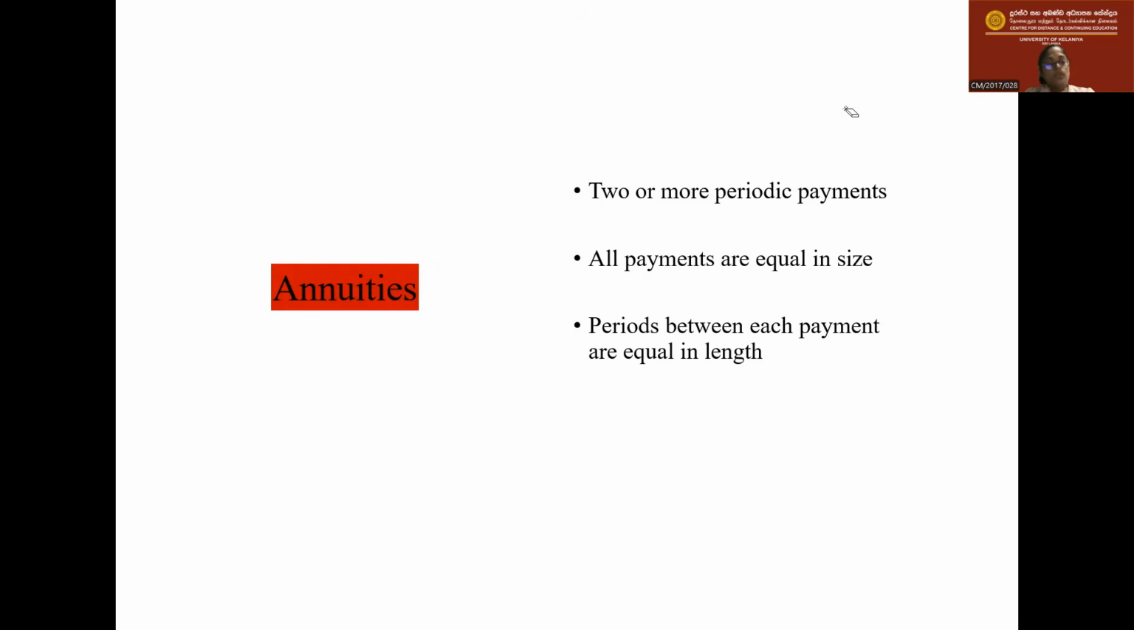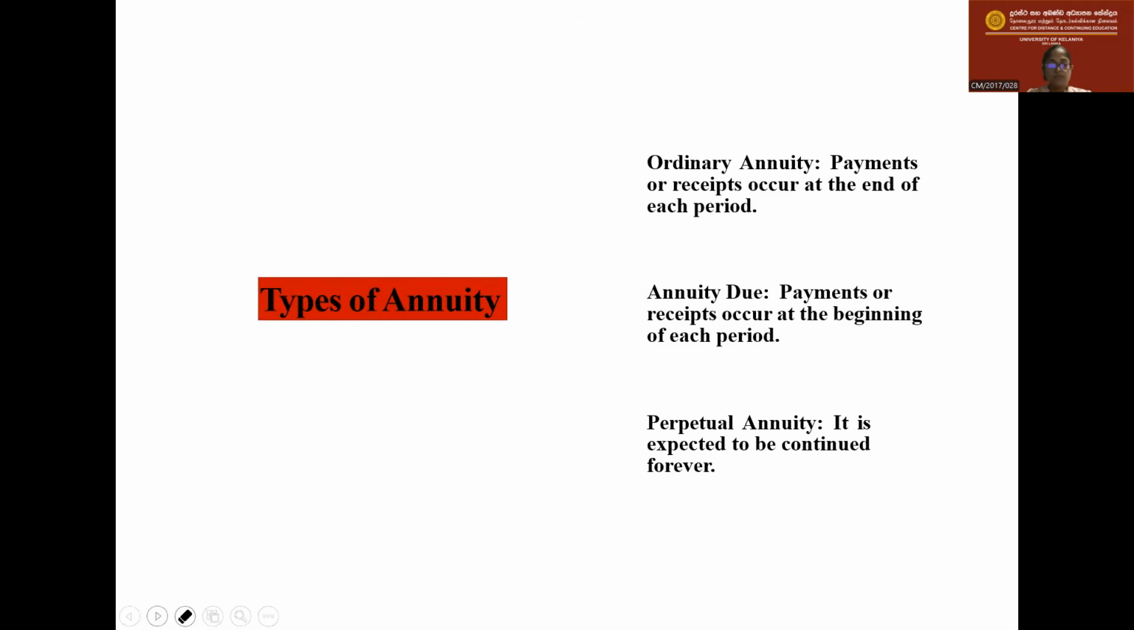And now we have to discuss annuities, right? Okay, in the annuity case, actually, there are two or more periodic payments, right? All payments are equal in size, I mean, equal size payments, right? Then the periods between each payment are equal in length, right?